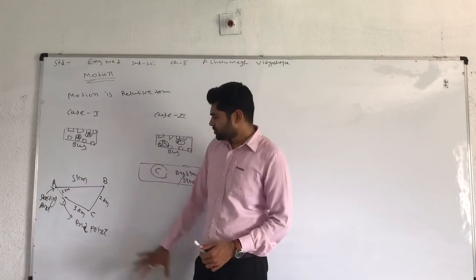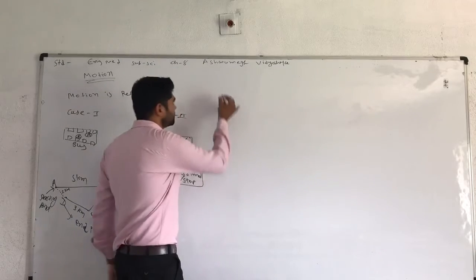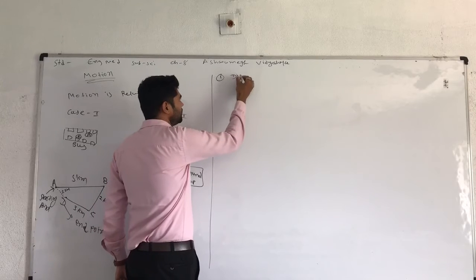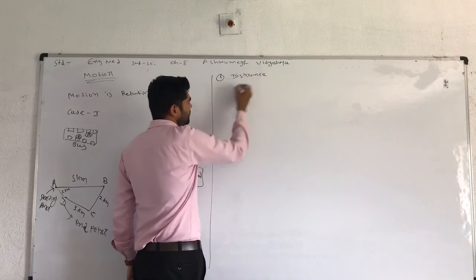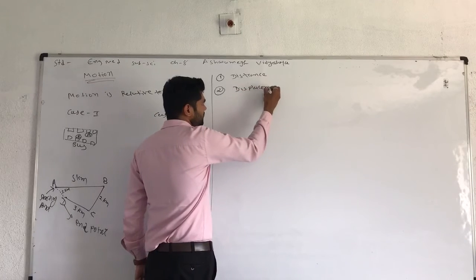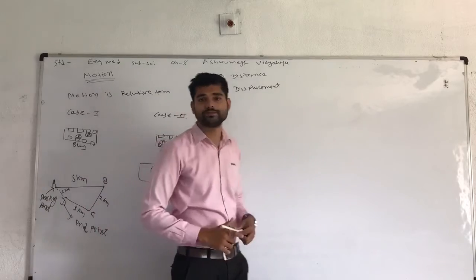So according to this example, we can learn two quantities. First is distance, and second is displacement. So what is distance and what is displacement?